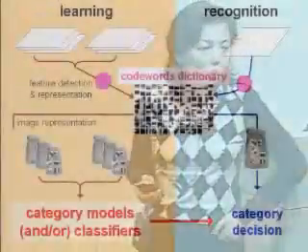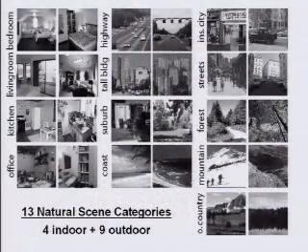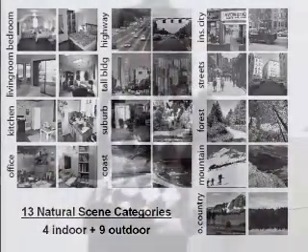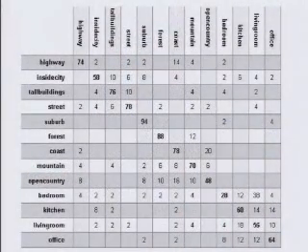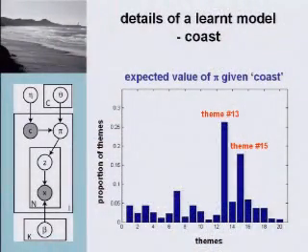Now let's look at what happens in an experiment and some details of this model. So again, we're going to do a 13-class categorization experiment over 13 different natural scenes. And this is the overall confusion table, and on average, we have about 70% performance. And let's just look at the details of one model to see what we have really learned.